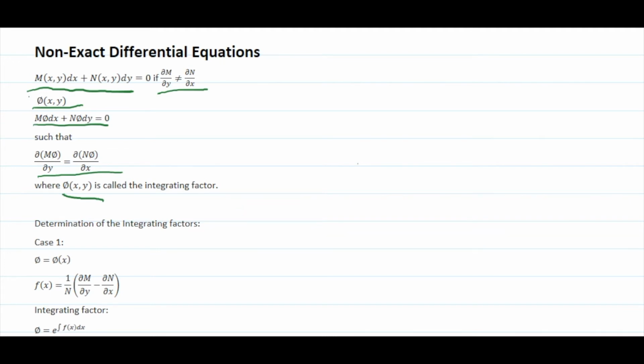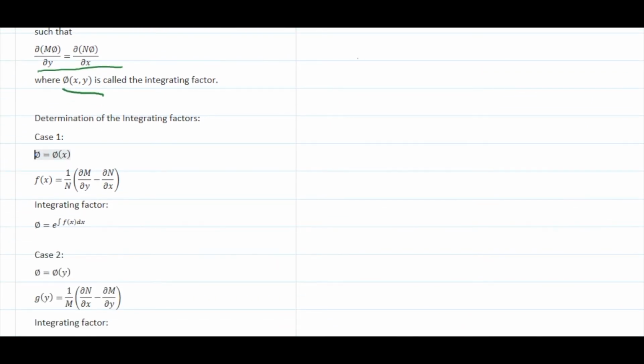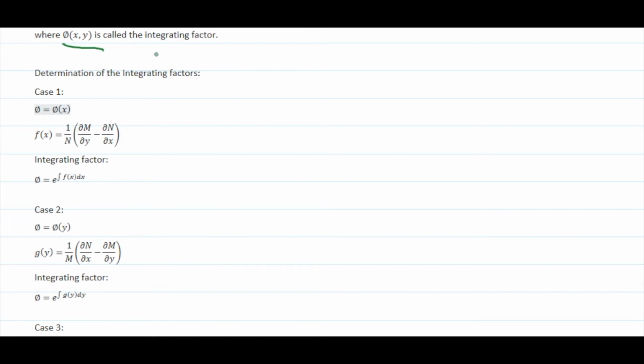So for the determination of the integrating factors, we have three cases. First case is wherein the integrating factor is a function of x alone. If the integrating factor is a function of x alone, we use f of x is equal to 1 over N times the quantity partial of M with respect to y minus partial of N with respect to x, and the integrating factor is equal to e raised to the integral of f of x dx.